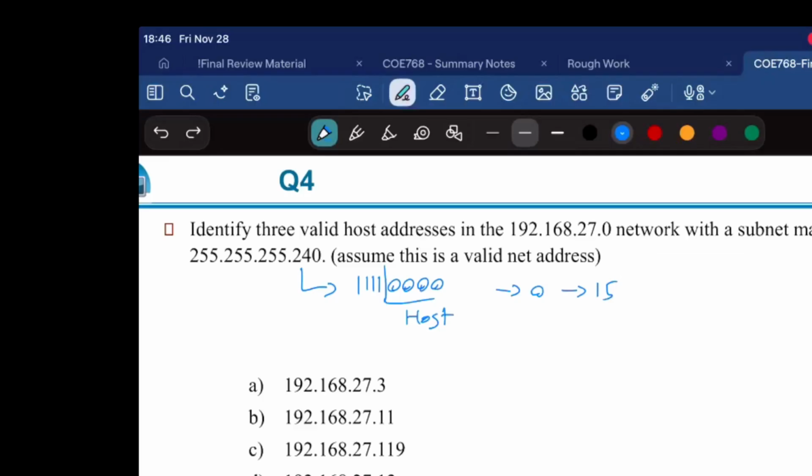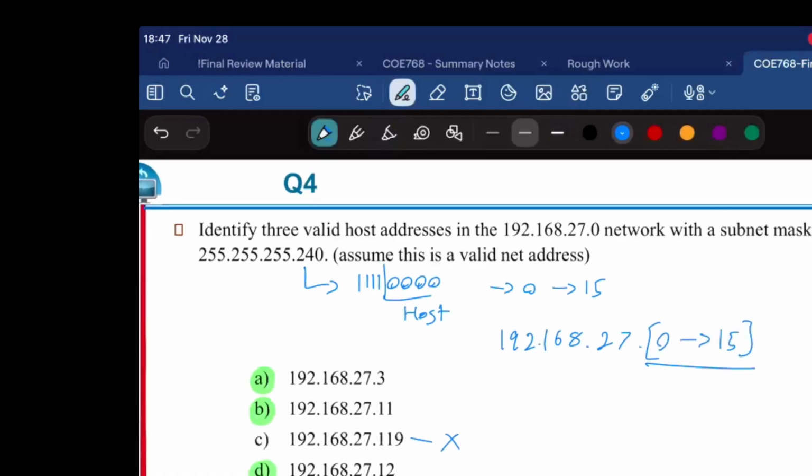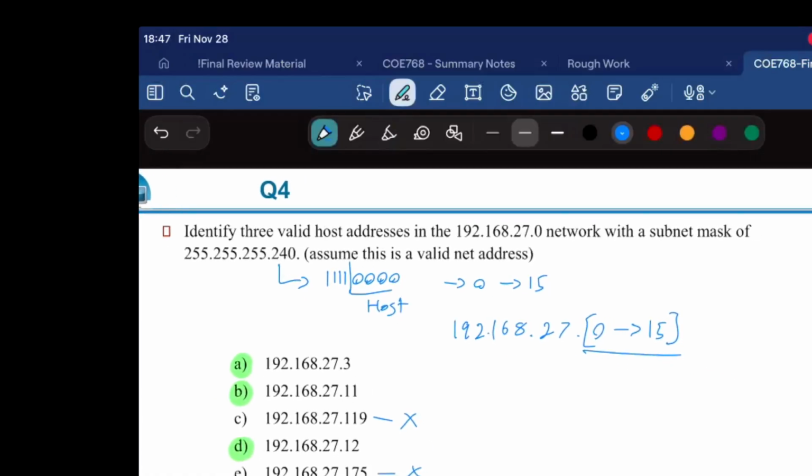And basically then you go down the list of questions and see which of them falls under this range of 192.168.27.0, and then this last one goes from 0 to 15. And any of the answers that fall within this range will be valid. So we have A, which is valid, we have B, which is valid, and we have D, which is valid. The rest of the IP addresses are outside the range, therefore we cannot assign it to this network. Any questions before moving on?